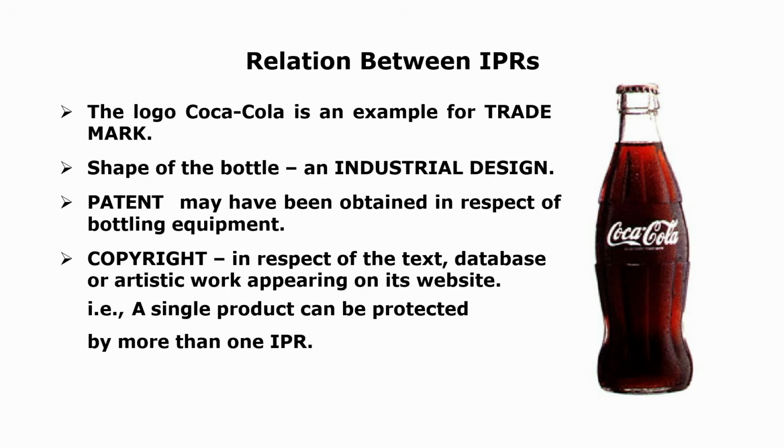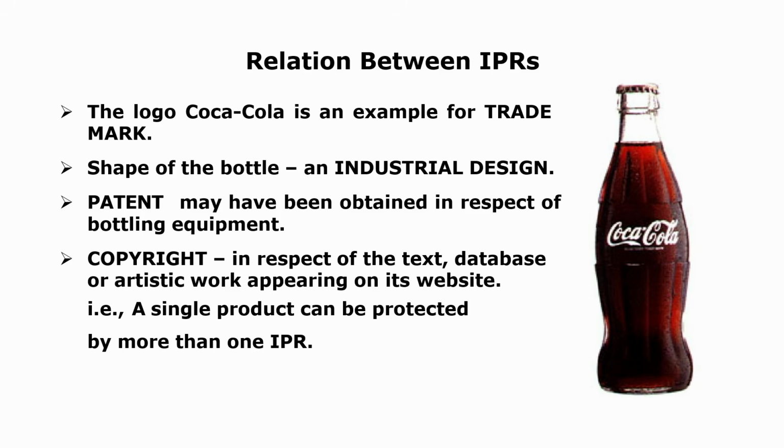So let's talk about some relations between the IPRs. For example, the Coca-Cola logo is an example of a trademark. The shape of the bottle is an industrial design. So within the same product, you are looking at several different IPRs. The shape of the bottle is a very key industrial design. A patent may have been obtained in respect of the bottling equipment.